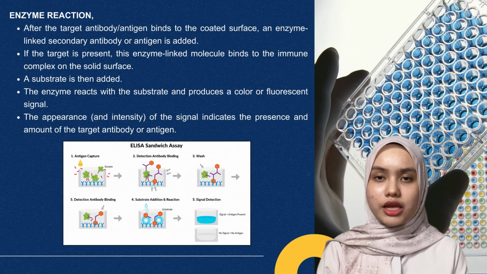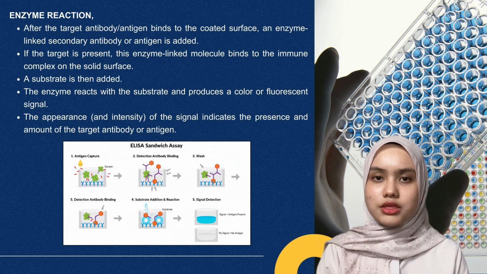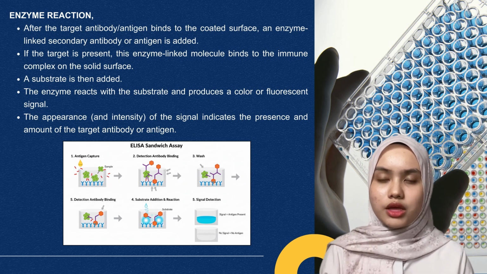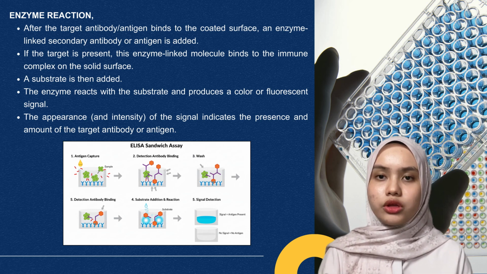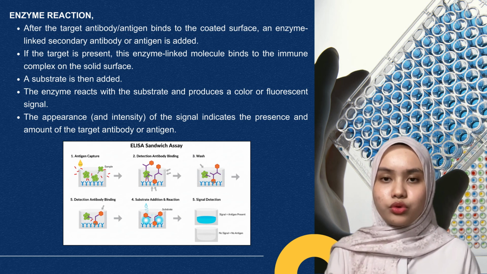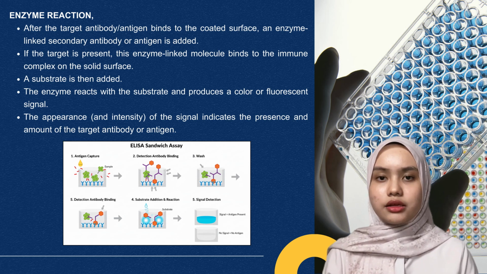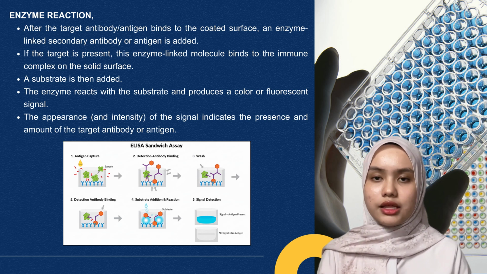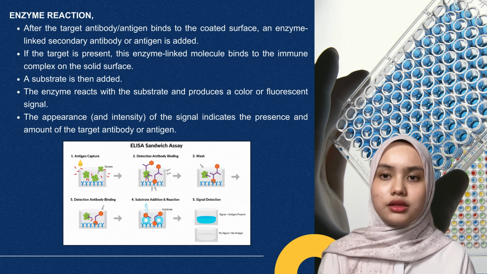For the enzyme reaction, after the target antigen or antibody binds to the coated surface, a secondary antibody linked to an enzyme is added. If the target is present, this enzyme-linked molecule binds to the immune complex. A substrate is then added, which reacts with the enzyme to produce a visible color or fluorescent signal. The appearance and the intensity of the color indicate the presence and quantity of the target antigen or antibody.